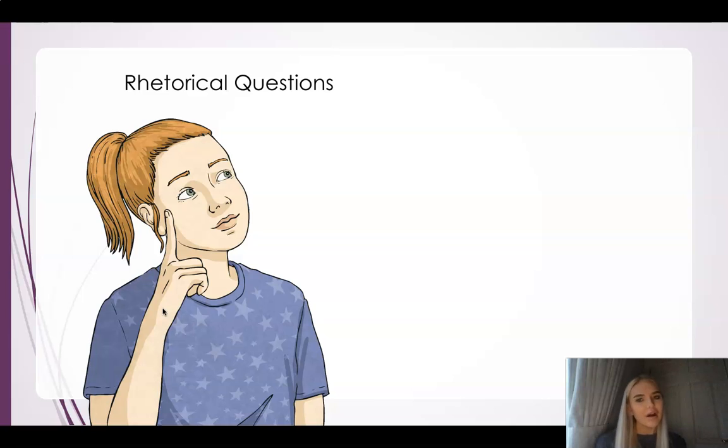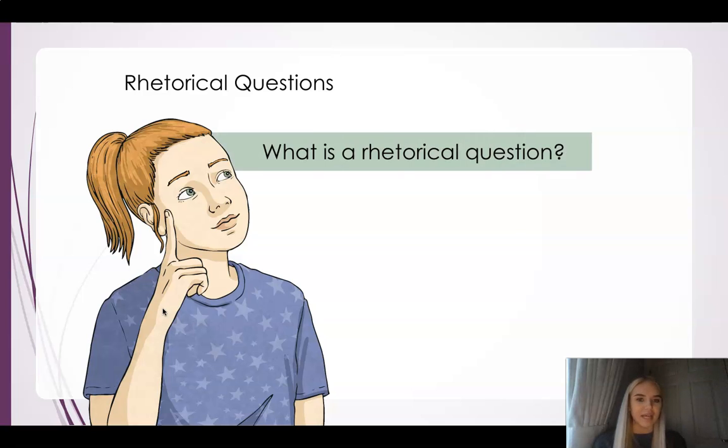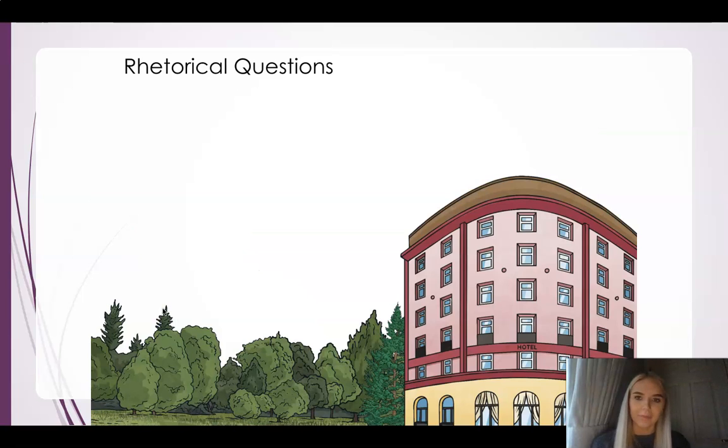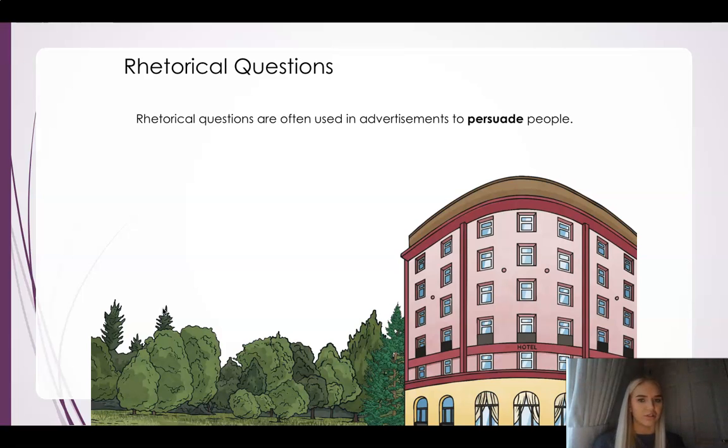Now today we are going to be looking at rhetorical questions. This is a new concept for us. Does anyone know what a rhetorical question is? Let's have a look in a bit more detail. So, a rhetorical question is a question that does not require an answer. Now, we're going to think about when we might use rhetorical questions today.